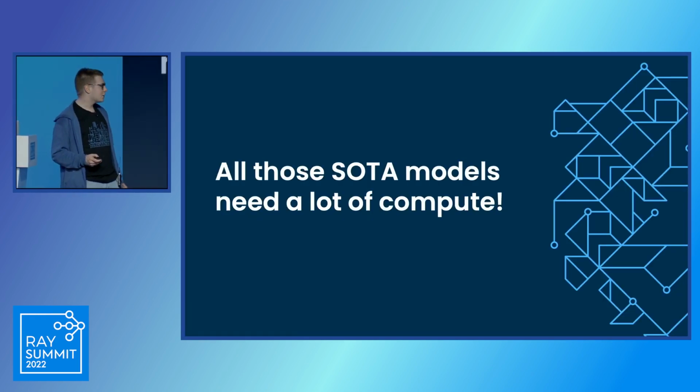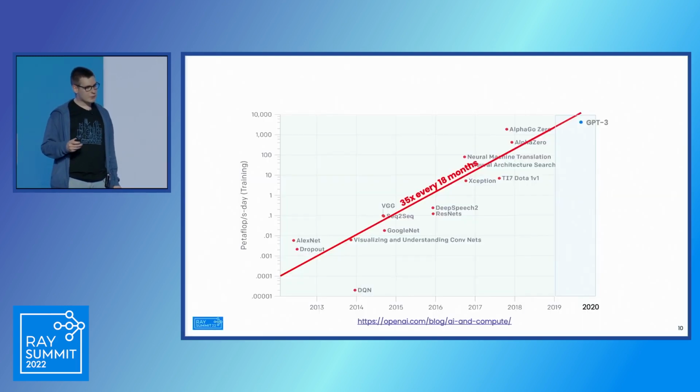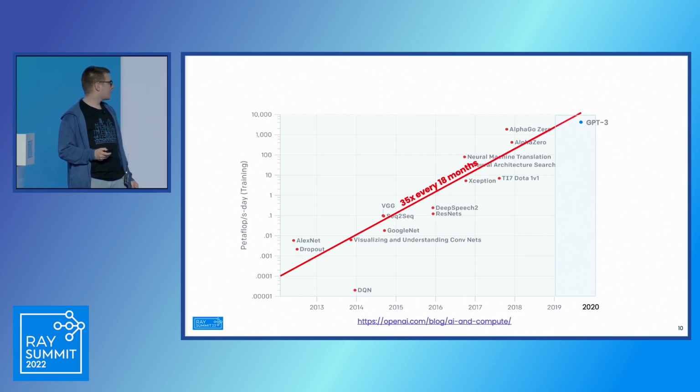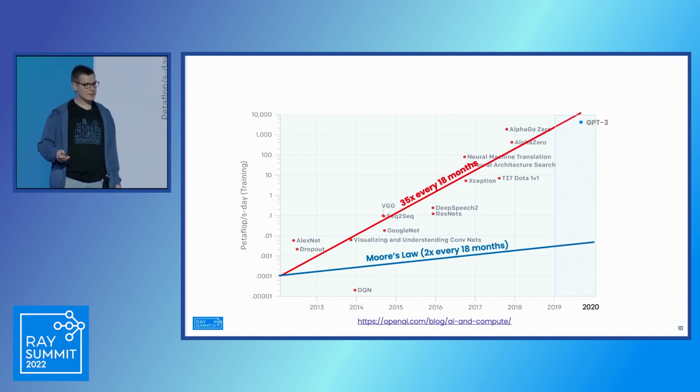However, all those state-of-the-art models need a lot of compute. As we can see, the number of parameters and the amount of memory required for models has been growing in an exponential fashion. And the fact of the matter is that Moore's law and advances in hardware have not been able to keep up with that. So as Jon mentioned, there is no way but to go distributed. We simply cannot do the training of such large models on a single node.